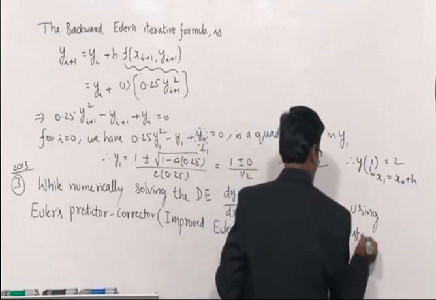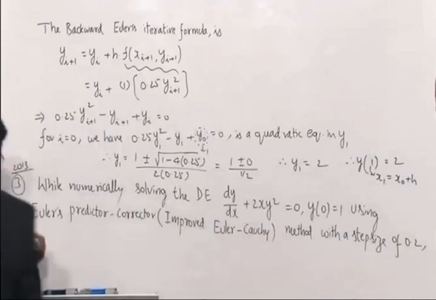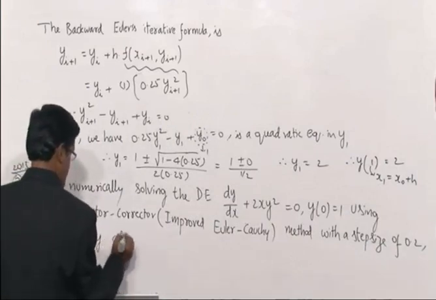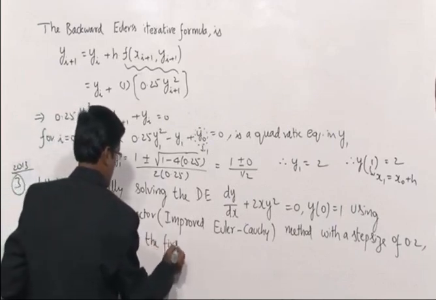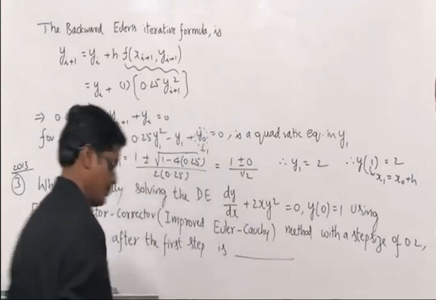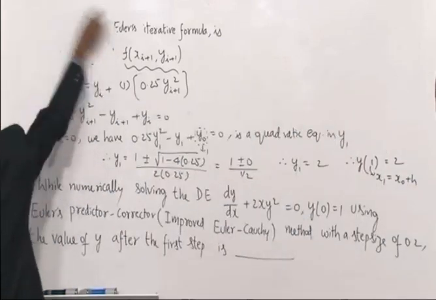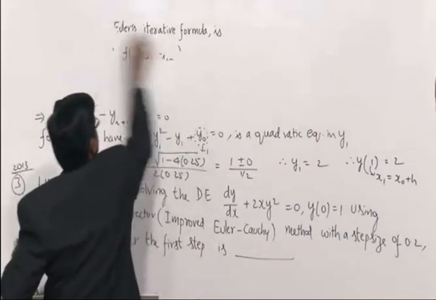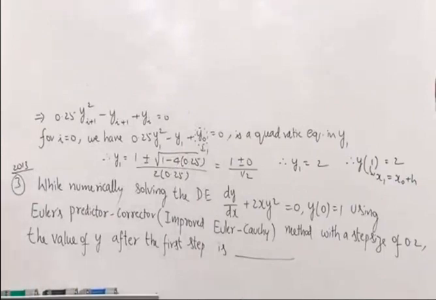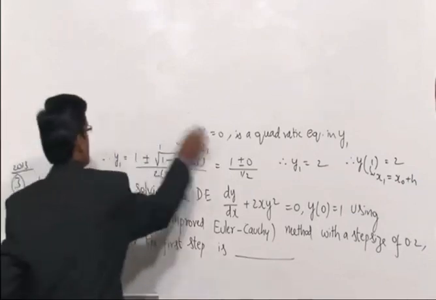with a step size of 0.2, the value of y after the first step is? Easy to understand, no difficulty in these problems.